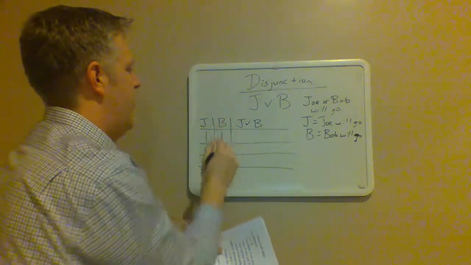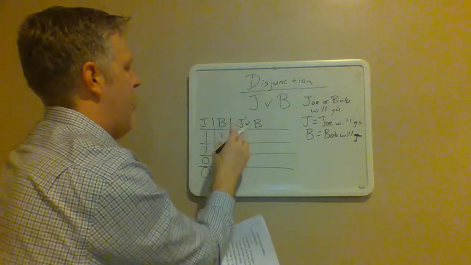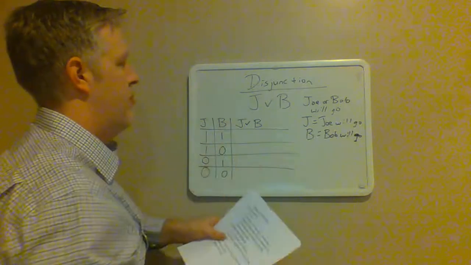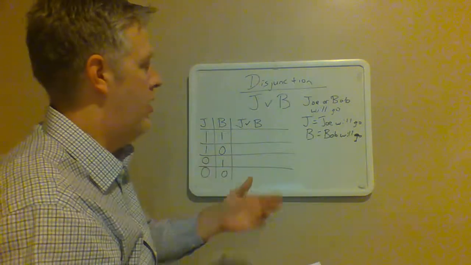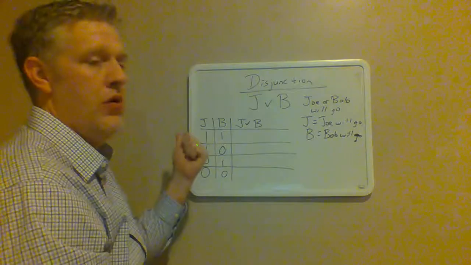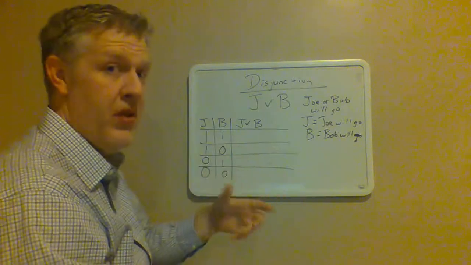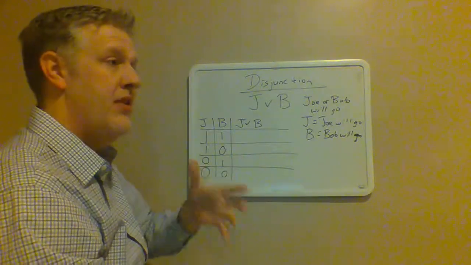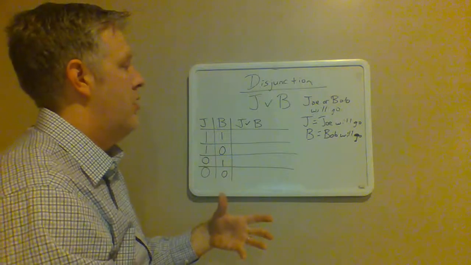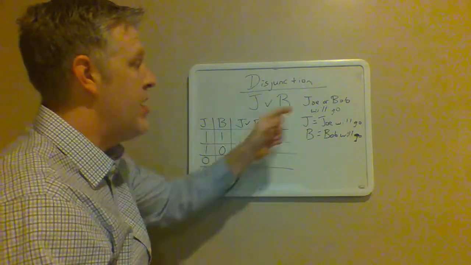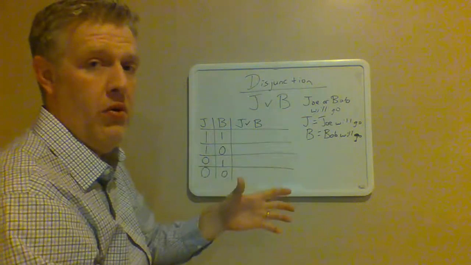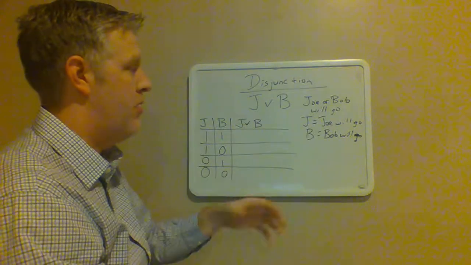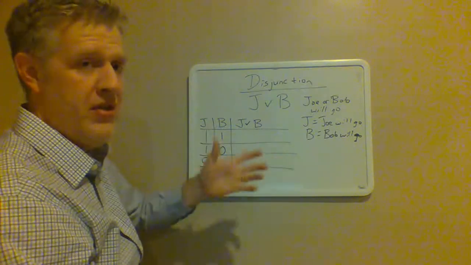Remember, as long as one of them is the case, the expression as a whole is going to be true, because all they're saying is, look, one of them will go. Joe or Bob will go. So as long as Joe goes, or Bob goes, or they both go, what they said as a whole is true, okay? To say that what they said is false, neither Joe nor Bob go. Otherwise, as long as one of them goes or both of them go, then what they're saying is true.